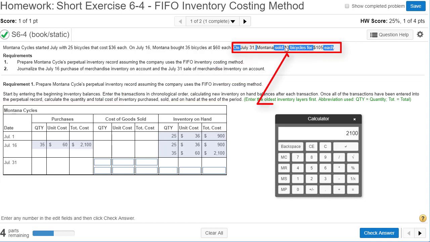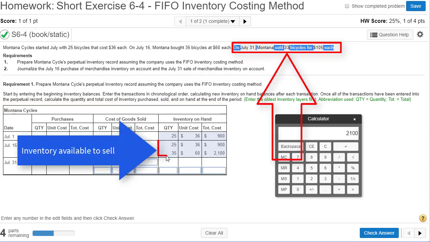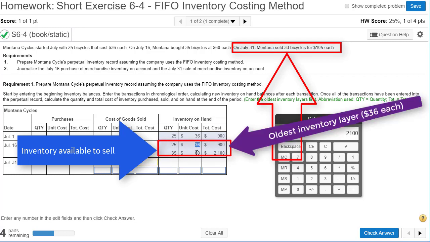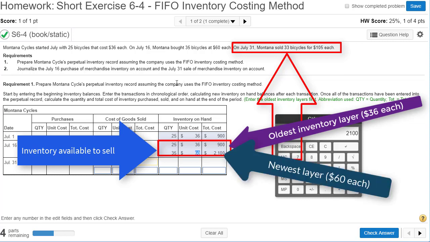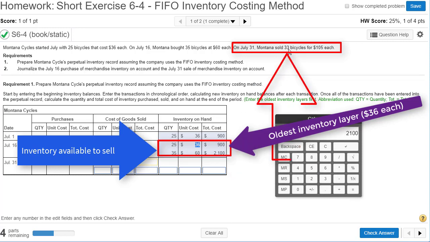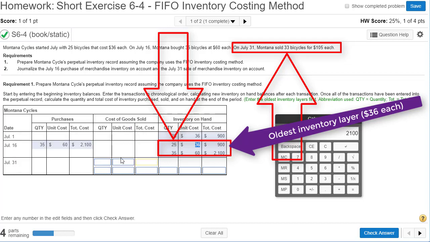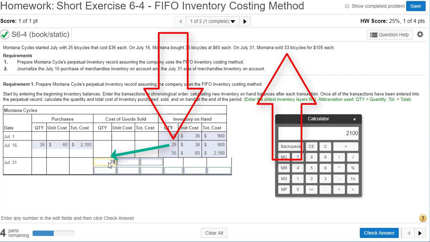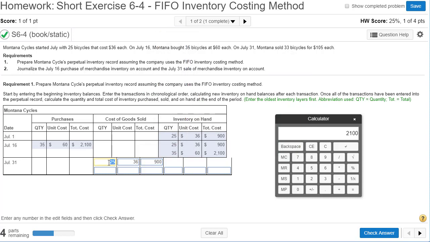So first of all, let's work on the quantity. We sold 33 bicycles. So we have to figure out, are we selling the ones that cost $36 each or $60 each? Well, the key is this company uses FIFO inventory. So the first ones in, which is this $36 layer, are sold first. So we have to sell 33 of them. However, there's only 25 of them. So the most of these that we can sell is 25 at a cost of $36 each, for a total of 900. All right, so we sold 25 out of this 33.